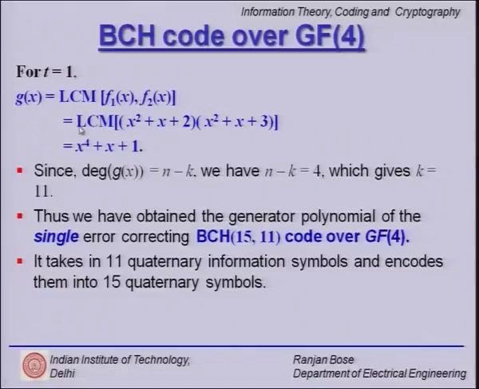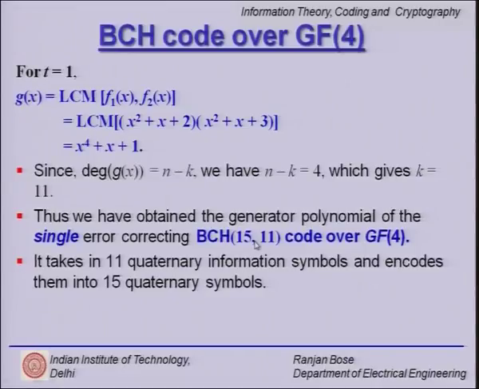So, I multiply it out and I get g of x happens to be x^4 + x + 1. You can multiply it out and use the tables of GF4. Again, degree is n minus k. I am looking at n equal to 15, 15 minus 4 is 11. So, I have got a BCH (15, 11) code over GF4. We had a similar (15, 11) code over GF2 also, which is a single error correcting code. But the difference is that this takes 11 quaternary symbols and encodes them into 15 quaternary symbols.